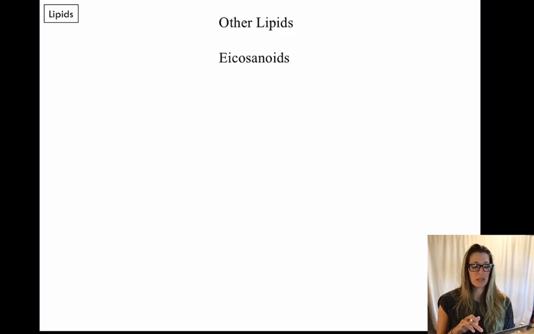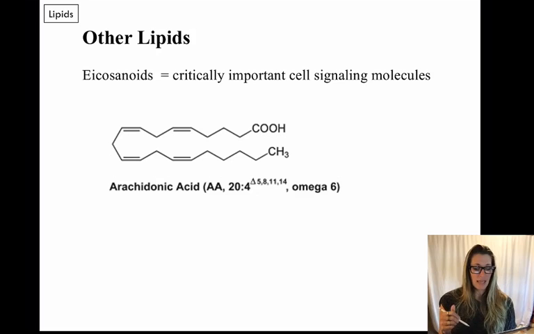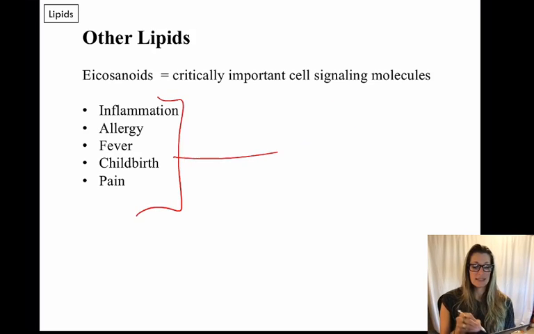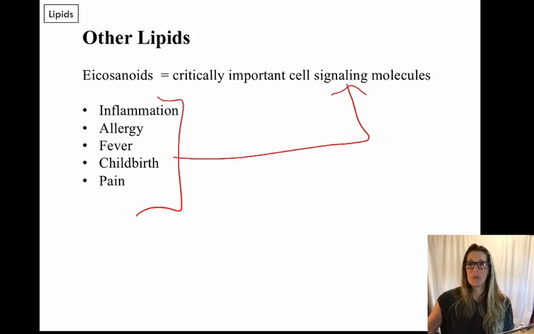Other important lipids, eicosanoids. And eicosanoids, and we're going to talk about these more when we get to cell signaling, are absolutely critically important as cell signaling molecules. One of the most important ones is arachidonic acid. They're also really important in inflammation, allergy, fever, childbirth, and all of this is related to cell signaling. So they're carrying messages between cells, trying to trigger things happening in cells, and we're going to talk about that a little bit more in the next lecture.